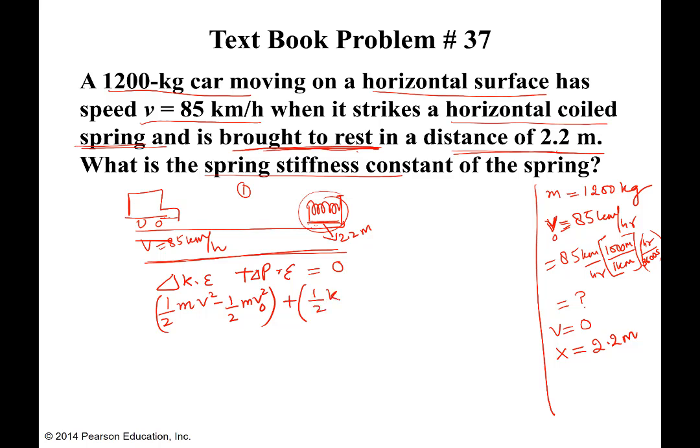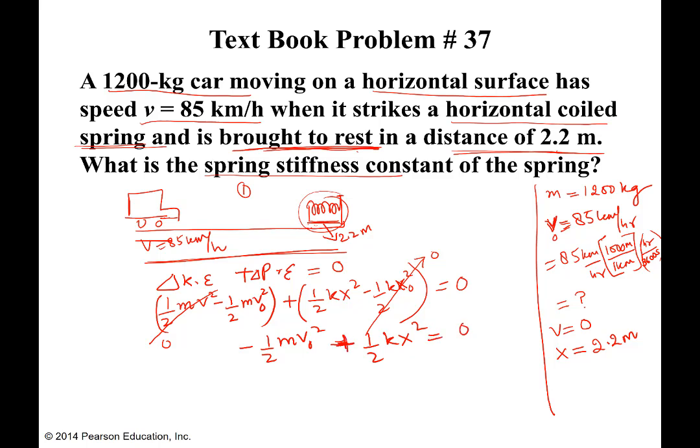Plus the change in potential energy: 1/2 k x squared, which is the final compressed state, minus 1/2 k x naught squared, that is when it was not compressed. So when it is not compressed, obviously it's understood it's going to be 0. Again, my final velocity was 0 because the car comes to rest. The initial x naught is 0, so these two terms are gone. So we have basically minus 1/2 m v naught squared plus 1/2 k x squared is equivalent to 0.